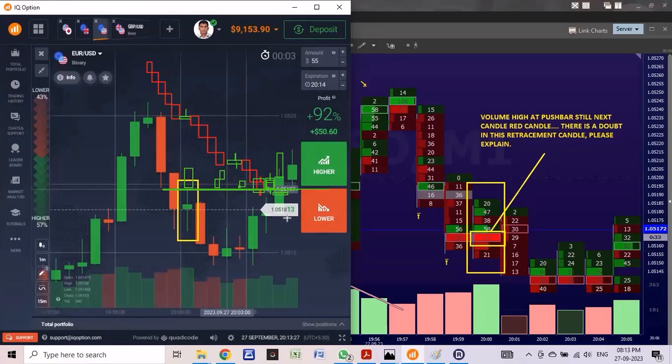But you think totally oppositely. You are just thinking this is my support and the volume is high here. So this is the push bar. Why didn't the next candle go up? Why did the market fall down? No, you thought totally oppositely.